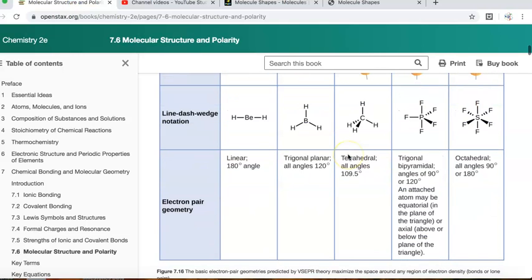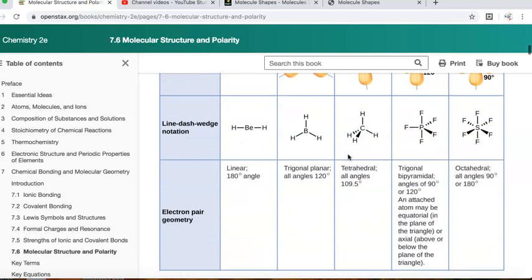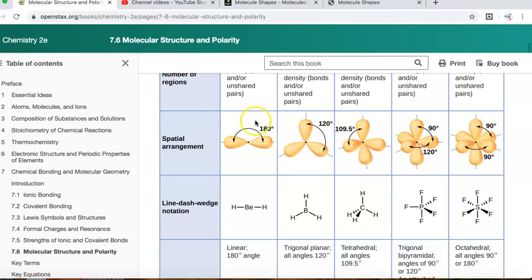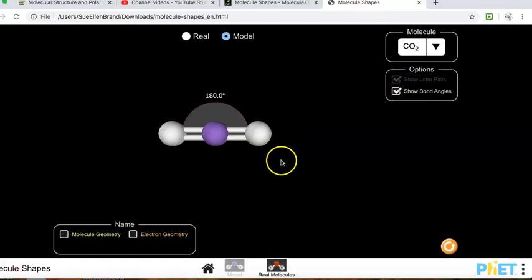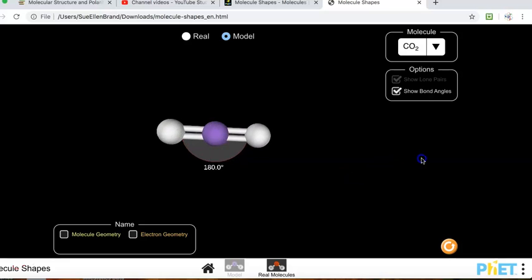So electron pair geometries for linear, for example. I know you can see this picture here, but sometimes it's better to see it in 3 dimensions. And so an example of a linear molecule would be CO2. And you see the bond angles here at 180 degrees. And you're just able to see, well, this looks like a straight line. It's a linear molecule. Okay.